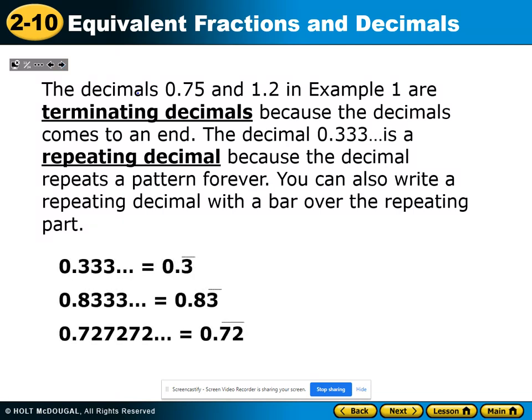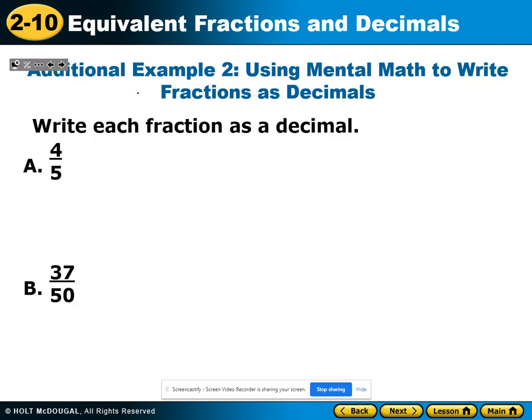This would be if 3's repeat forever. You can see the 3 has that. If it's 8 and then 3's repeat forever, notice the 8 does not have one, but the 3 does. And then 7, 2, 7, 2, 7, 2. Both numbers have it because both numbers repeat in that same AB pattern. All right, write each fraction as a decimal.